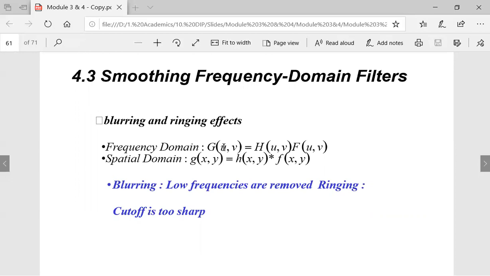Already we have seen these two. I have already explained in the previous slide. In the frequency domain, again I have to repeat this, G of u comma v is the transformed image. Here this is the transformation. F of u comma v is the original image.